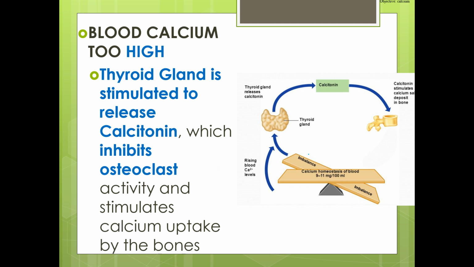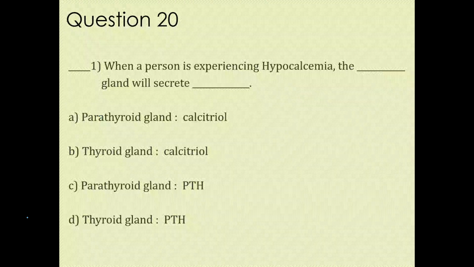Conversely, if blood calcium is too high, the thyroid gland is going to get involved, and it's going to release a hormone called calcitonin. Now, calcitonin is going to prevent osteoclast activity, and stimulate osteoblast activity. So osteoclasts, remember, break bone down. Well, where's the excess calcium going to go? Into the blood. So we're going to prevent the osteoclasts from doing that. But it's also going to stimulate osteoblasts to start taking the calcium out of the blood and making bone with it. So we're going to create bone matrix is what we're going to do.